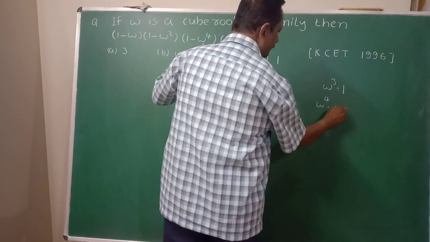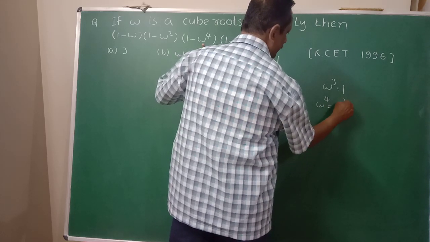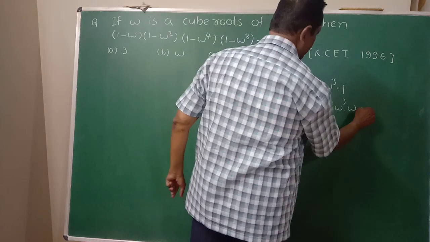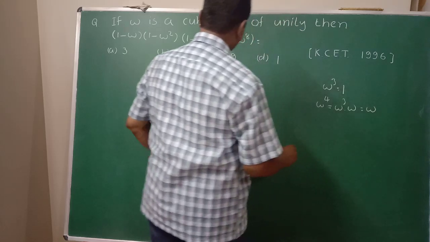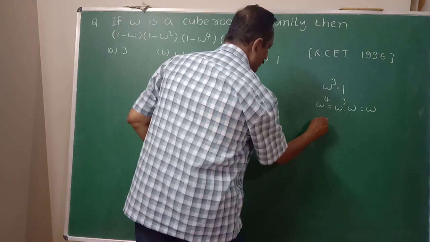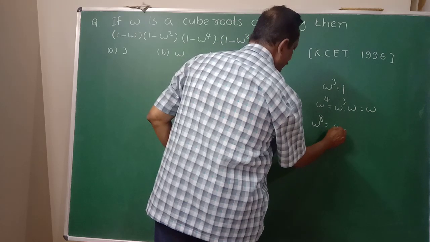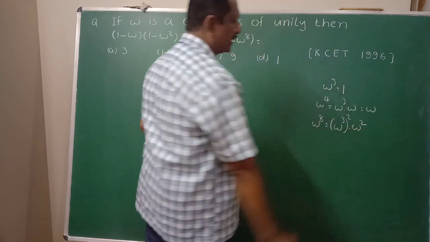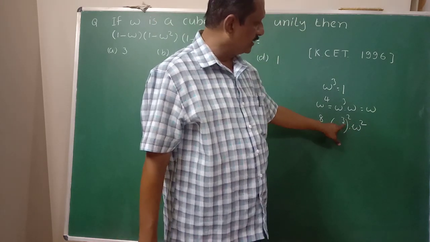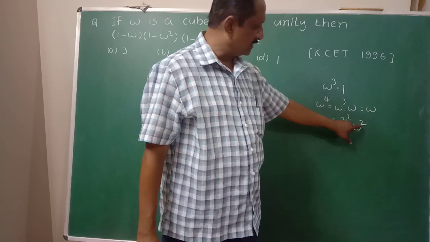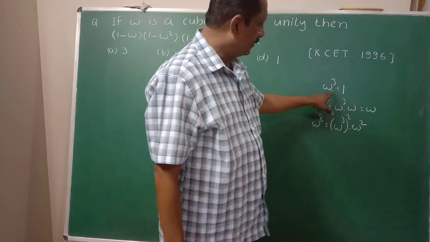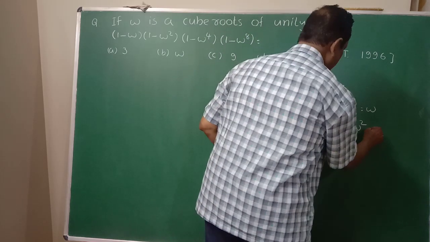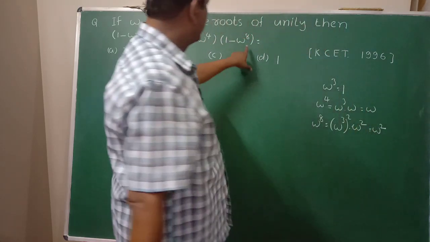Omega raised to 4 can be written as omega cube into omega. Omega cube is 1 here, so 1 into omega becomes omega. This is omega. And omega raised to 8 is omega raised to 3 raised to 2 into omega square. 3 2s are 6, 6 plus 2 becomes 8. And omega cube is 1, so this becomes 1. 1 into omega square is omega square. So use that here.